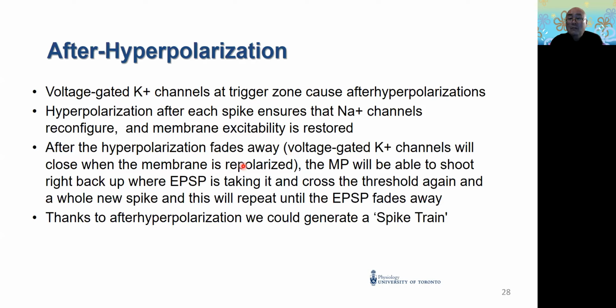So after hyperpolarization fades away, these potassium channels eventually close when the membrane gets repolarized. That membrane potential is now ready. It's still above threshold, and so it can actually now continually generate another action potential, which is why we saw that spike train. And so this is the only reason why we can do this. These voltage-gated potassium channels are incredibly important in this process.